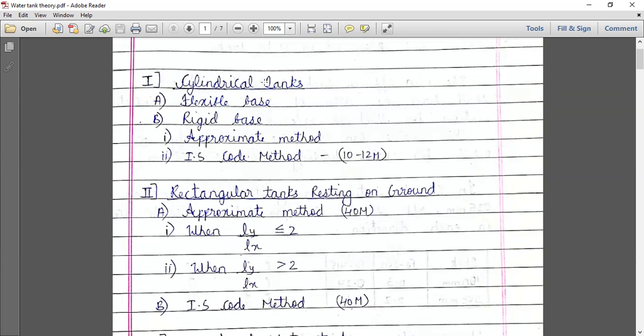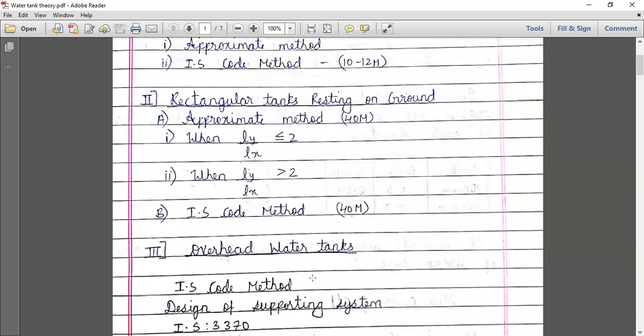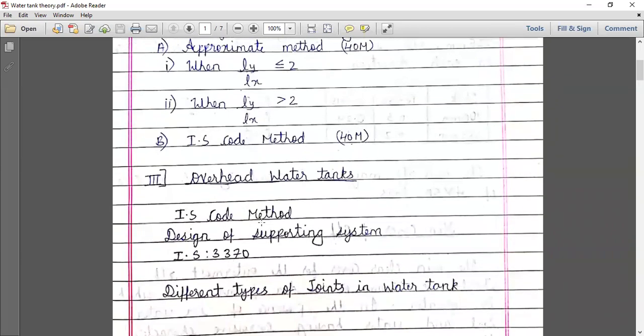For cylindrical tanks also there is an approximate method and an IS code method, but in this there are two types, flexible base and rigid base. In rectangular tanks everything is rigid base, but there are two methods, approximate method and IS code method. And then finally we have overhead water tanks. So this is the IS code method.